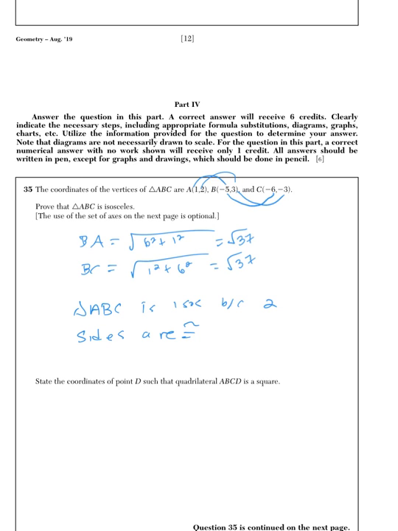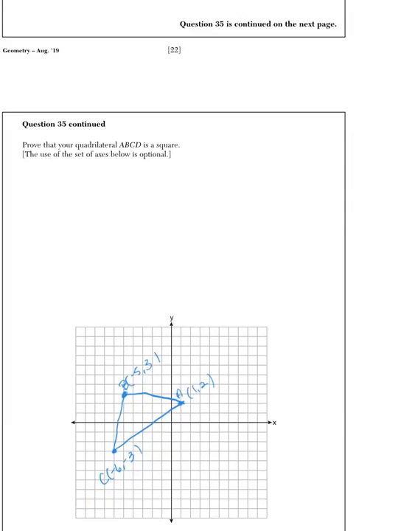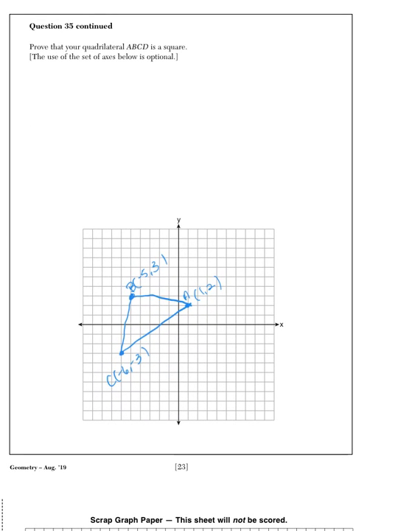It asks us to find the coordinates of point D so that ABCD is a square. Okay, the catch here is that it has to be ABCD. It has to go in that order. So to find D, I would use the slope of AB, which is equal to -1/6. So the slope of AD is going to be the opposite sign reciprocal because they're perpendicular.